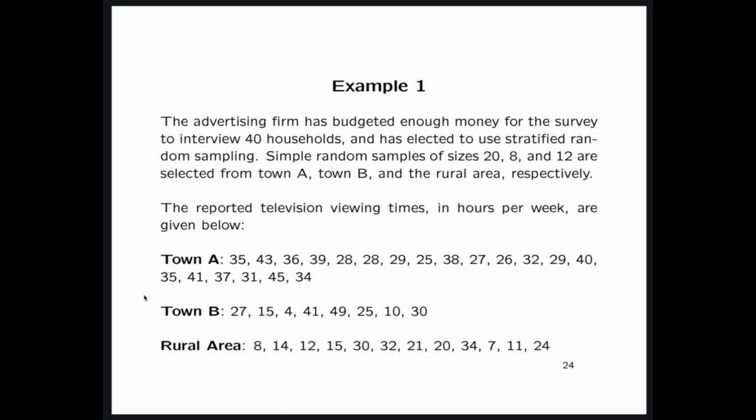We have 3 areas, so the population of households has been partitioned into 3 strata, and then we have selected a simple random sample from each of the strata. They've been selected in such a way that they are stochastically independent of each other. Notice here that the stratum sample sizes are not the same, but they can be different. In fact, in most cases, they probably will be different.